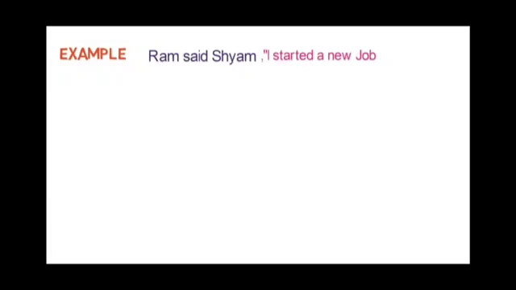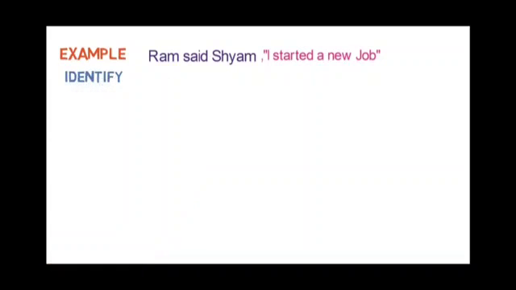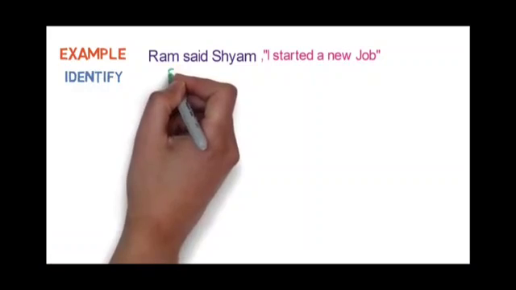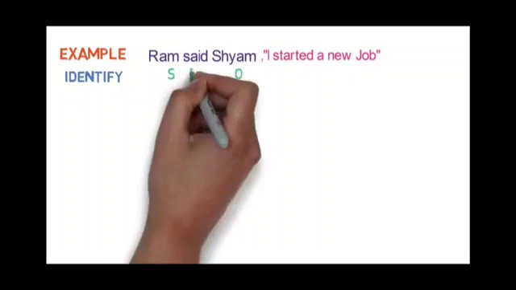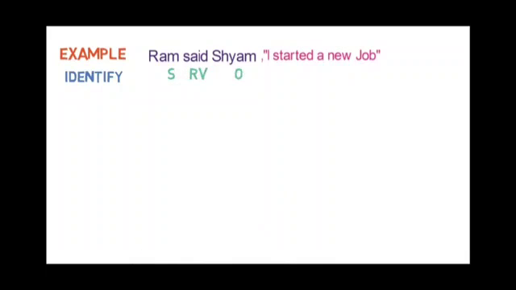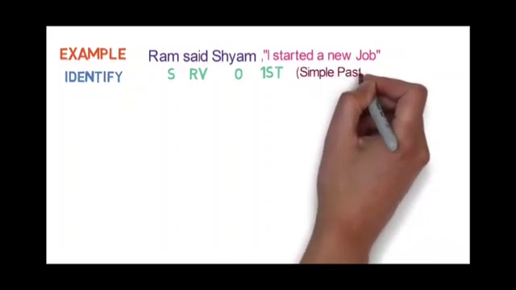Ram said, Shyam, I started a new job. Ram is a subject here. Shyam is object here. Said is a reported verb. I started a new job. I is a first person. Started a new job, it is also in a past tense. So what I told you, that past tense will change into past perfect. How you will change? It is simple past.